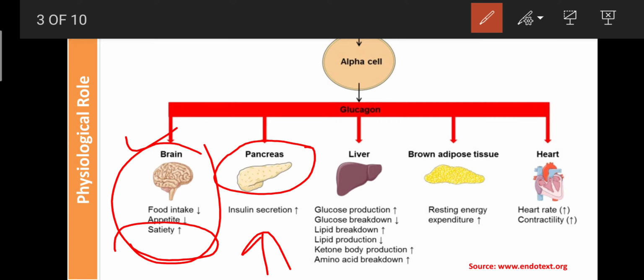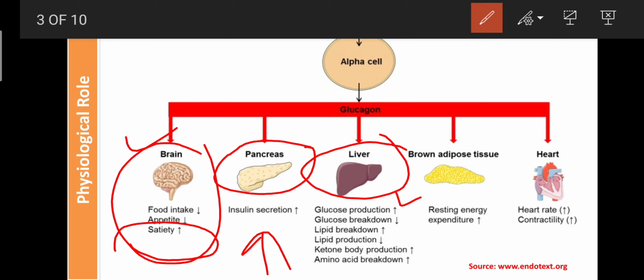Okay, so then glucagon also acts on the liver. There it can enhance the production of glucose by enhancing glycogenolysis, or the breakdown of glycogen into glucose, and as well as it can decrease glycogen synthesis and glucose breakdown. Due to that, the glucose will remain in the blood.